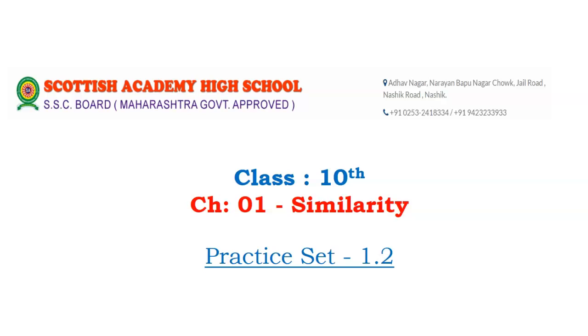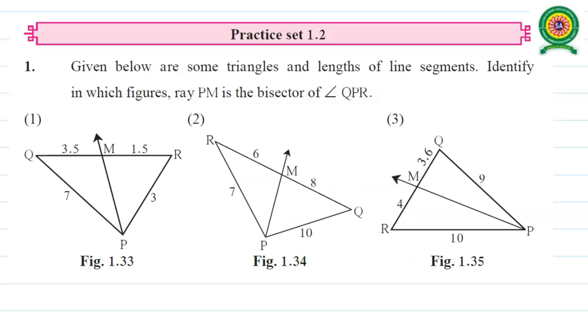Hello everyone. In this lecture we are going to discuss the 10th class topic, chapter number 1, Similarity, practice set 1.2. Within practice set 1.2 we have the first question. Given below are some triangles and lengths of line segments. Identify in which figures ray PM is the bisector of angle QPR.